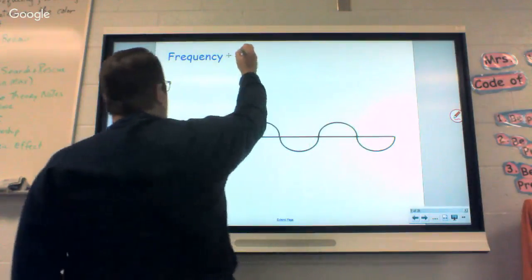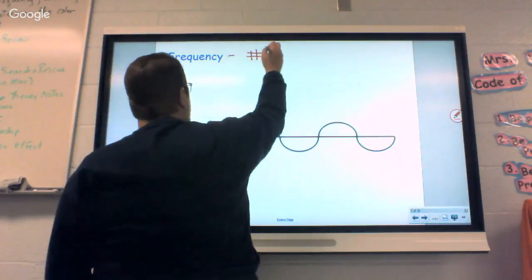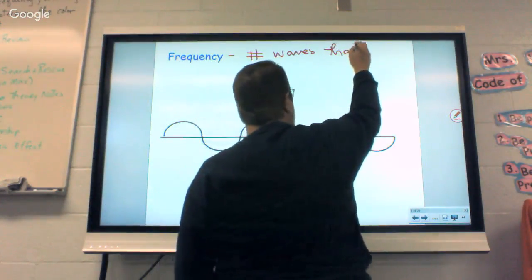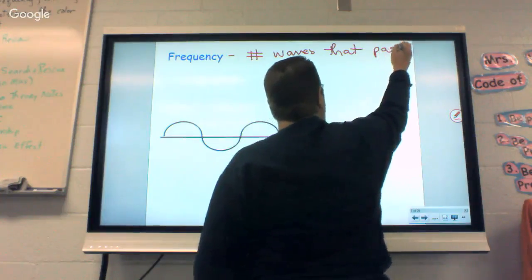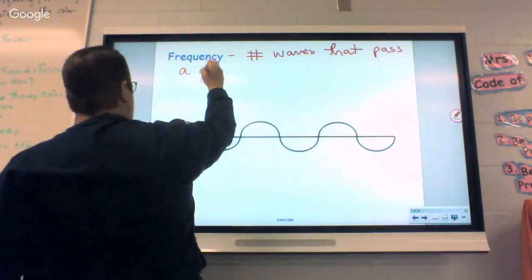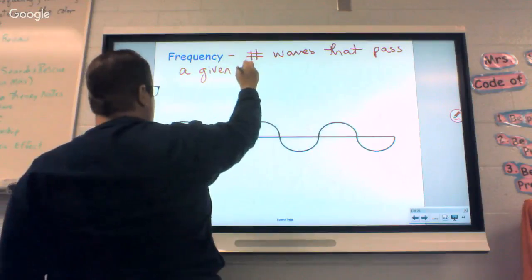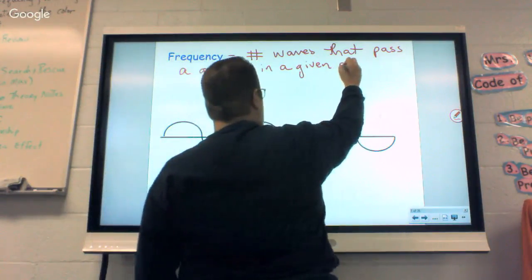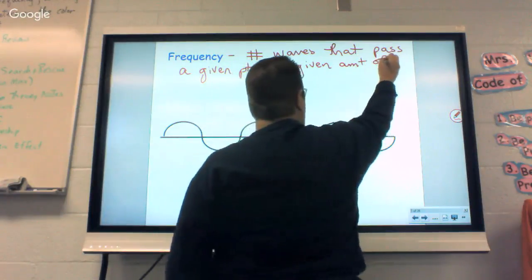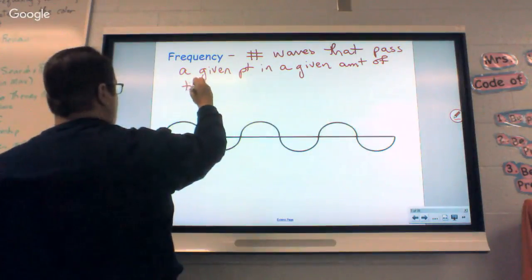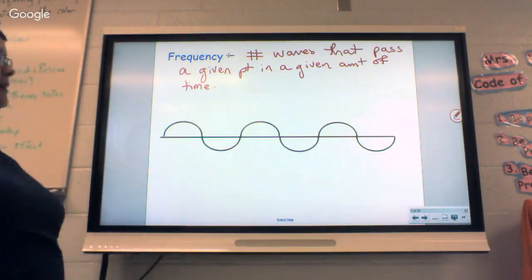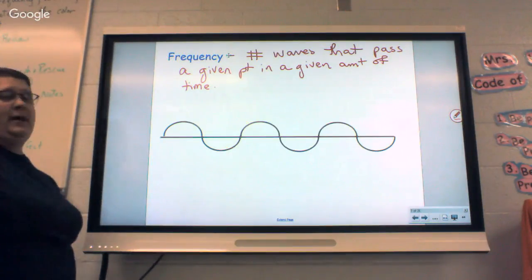All right. Frequency is the number of waves that pass a given point in a given amount of time. Okay? Number of waves that pass a given point in a given amount of time.